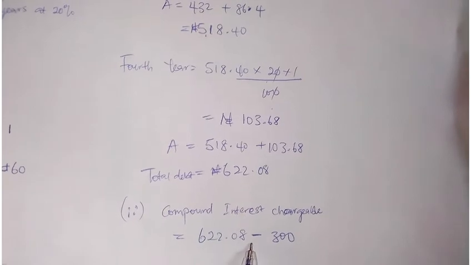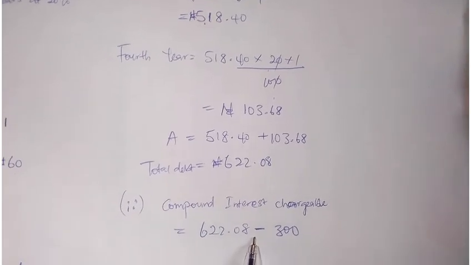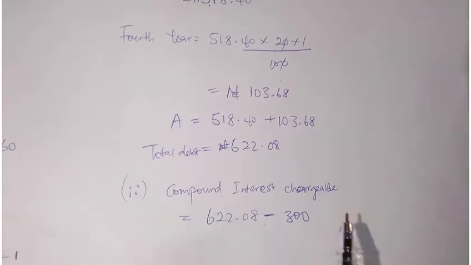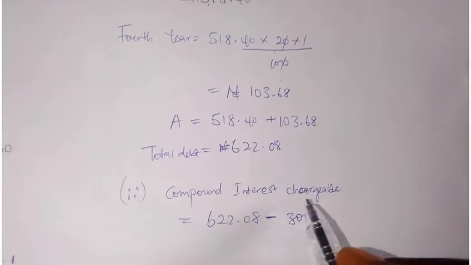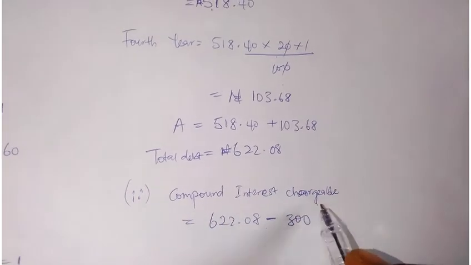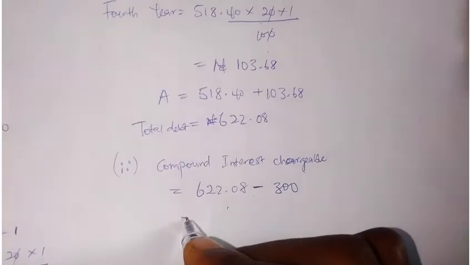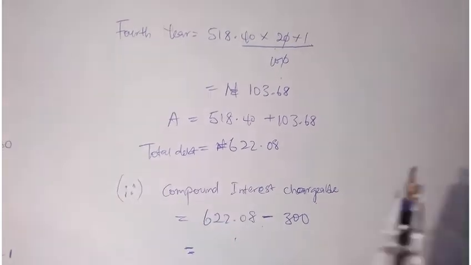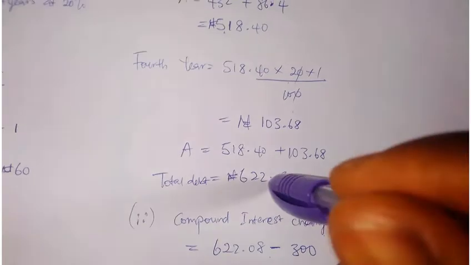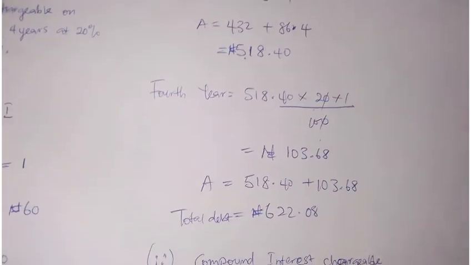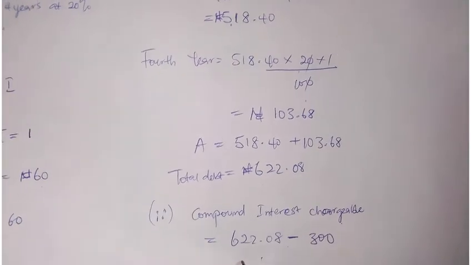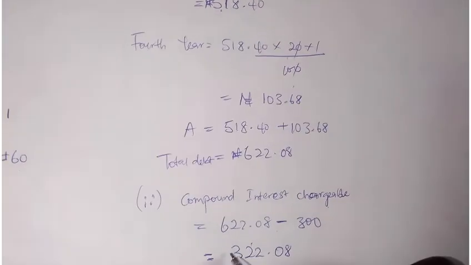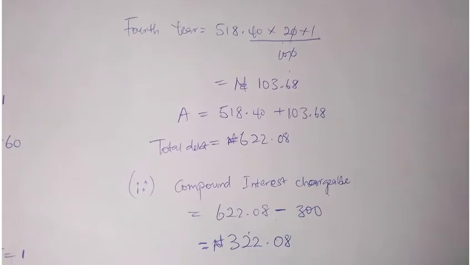In other cases, they might ask you to find the compound interest payable. But in other cases also, you can be told to find the compound interest chargeable. If you are to find this, that's when you do the subtraction. If you are not to find this, you leave it as 622.08. If it was for 5 years, I would have continued. But since I'm solving for 4 years, I have to stop here. On subtracting, what do we have? I will have 322.08 naira. And that's all.